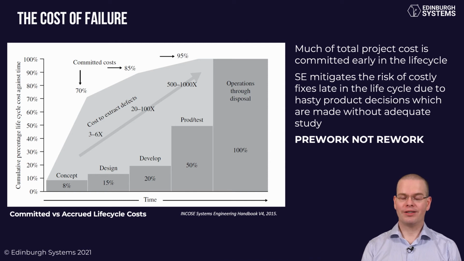So at design stage, it's maybe 3 to 6 times. As we go into the development stage, it's 20 to 100 times. Once it goes into production and test, you're looking at maybe 1,000 times more expensive to be able to fix something that you could have fixed cheaply early on. So we want to get that right.